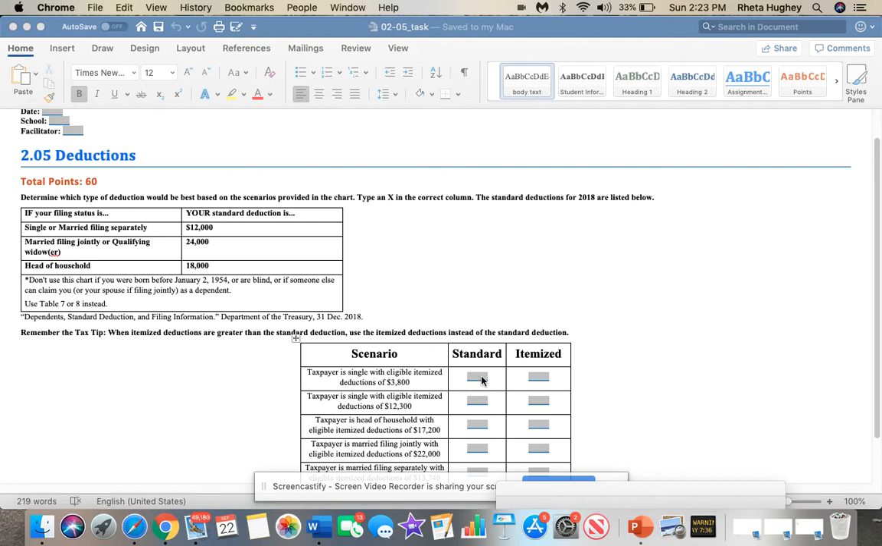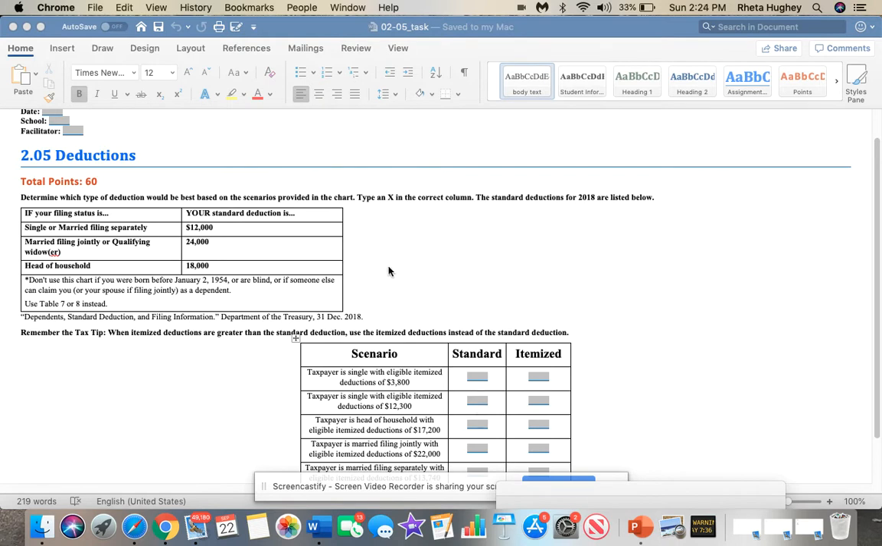So when you get over here to this box, then you would put an X in standard. Then you would go to the next one and do the same thing. You would compare the amount of the itemized deductions to the amount in the chart, and that will determine whether you itemize them, use the itemized column, or you use the standard deduction.